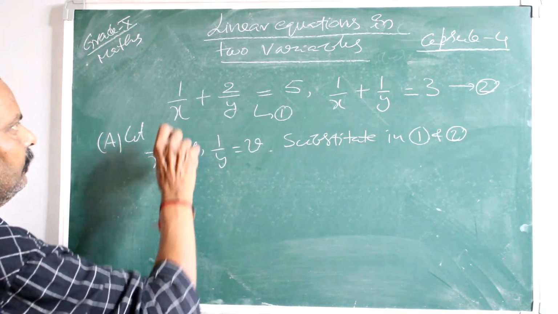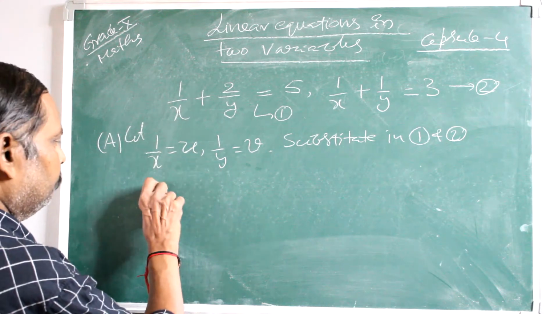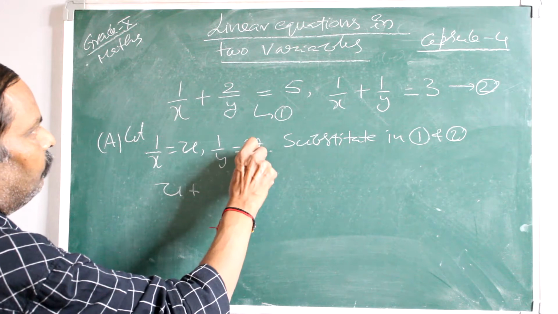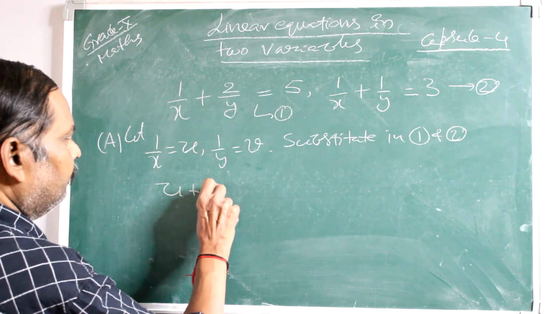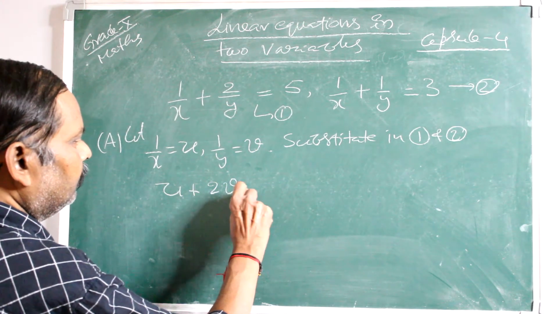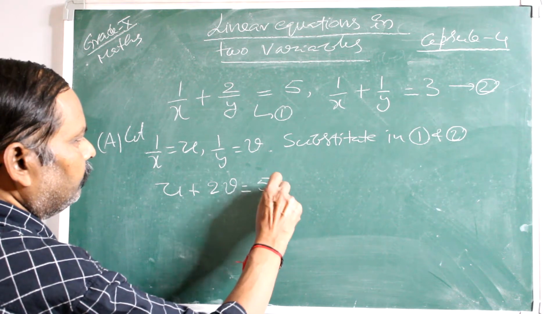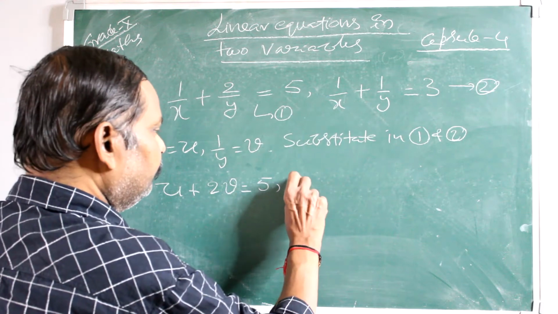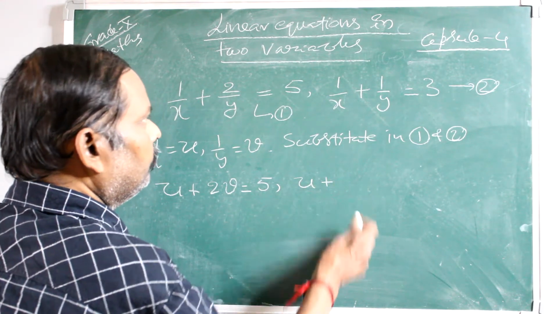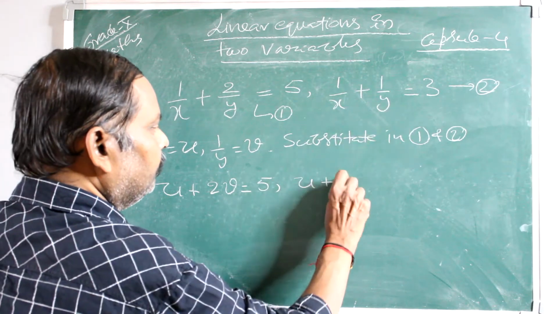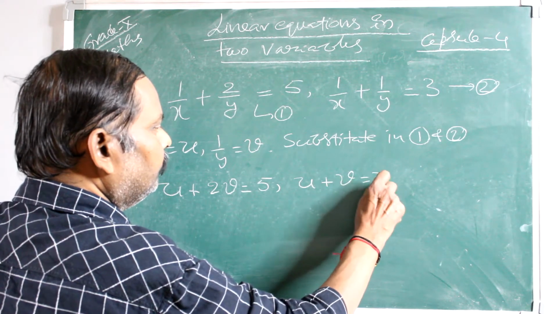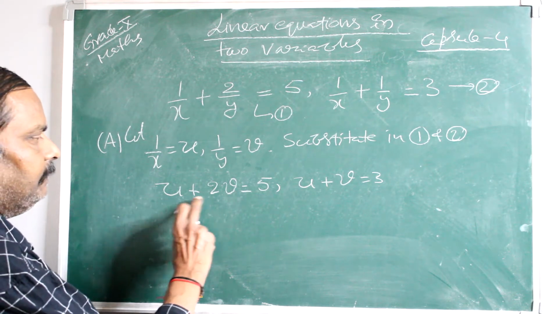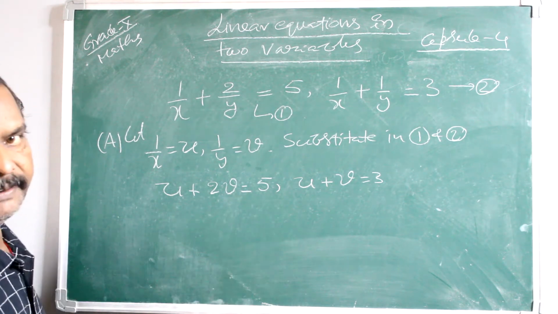So you will get here 1/x = u, so u plus, here 2/y is there, you will get 2v = 5. And that 1/x is u, 1/y is v, = 3. So now this is in the form of ax + by + c = 0, like that.